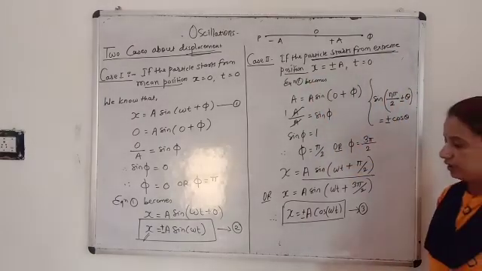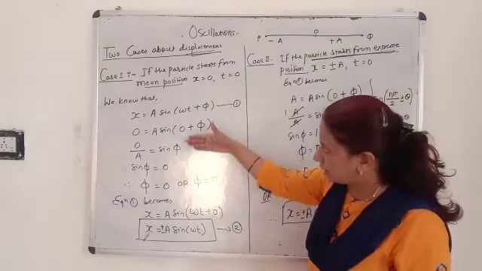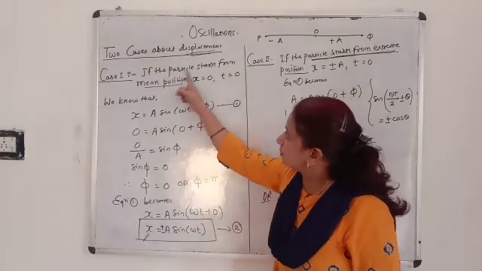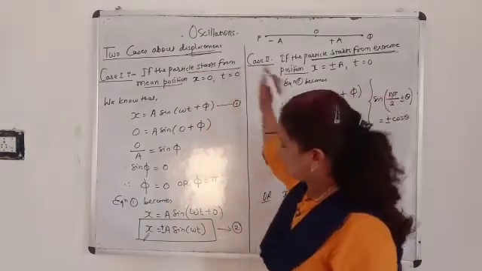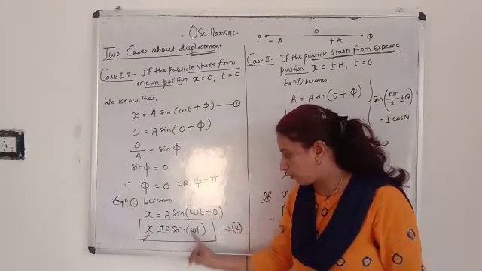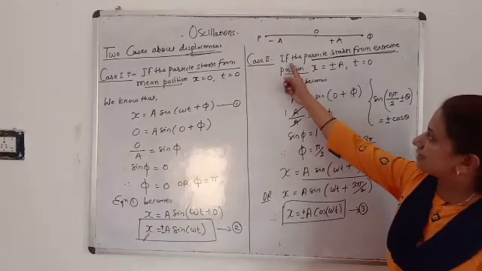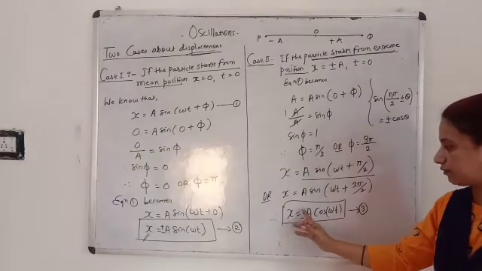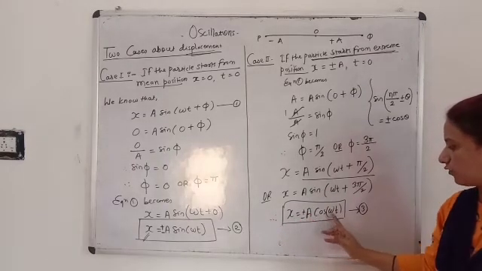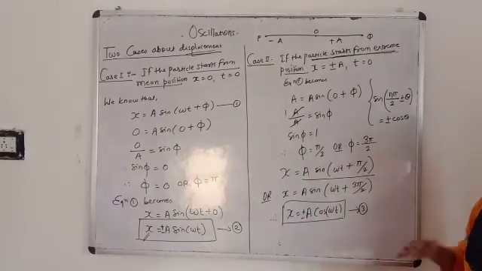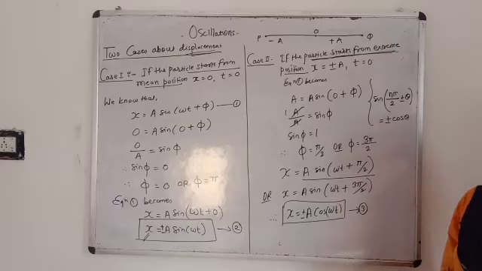So here there are two particular cases of displacement. First case is if the particle starts from mean position, then the displacement becomes x equals to plus minus a sine of omega t. And in case 2, if the particle starts from extreme position, then the displacement x equals to plus minus a cos of omega t. These two equations are important also for the graphical representation of SHM and the numerical purpose also.